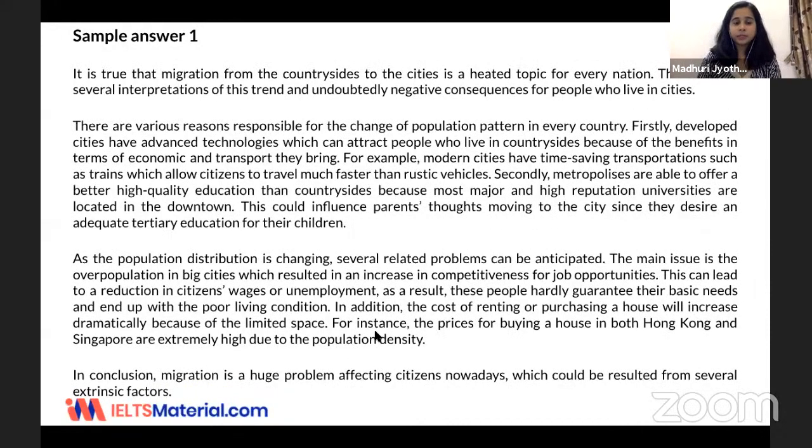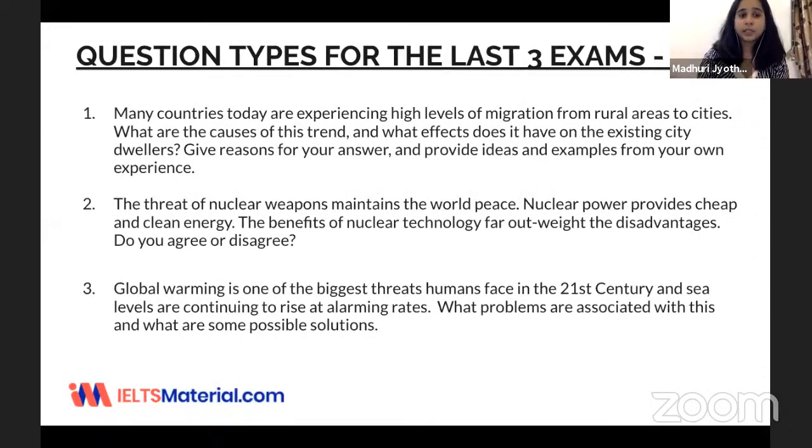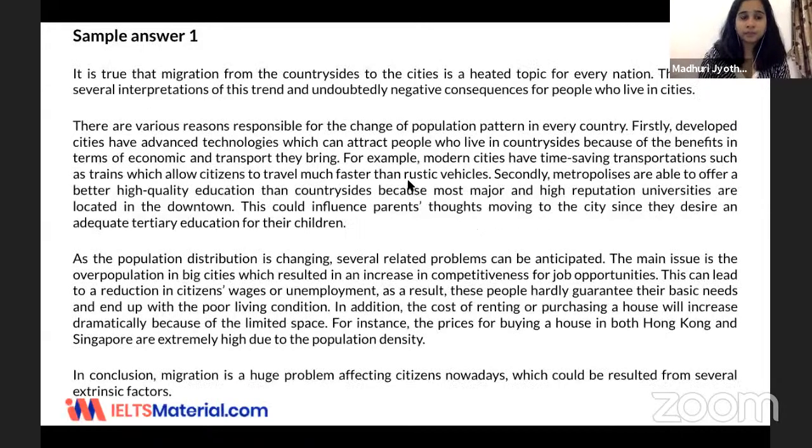Okay. So I am also attaching some sample answers for your reference. For example, this is the sample answer for the first question, which is: many countries today are experiencing high levels of migration from the rural areas to the cities, and what are the causes of this trend, effects, and then give reasons, and then provide ideas and examples of your own experience. So in such a situation, there's a general statement that is given here in the sample answers.